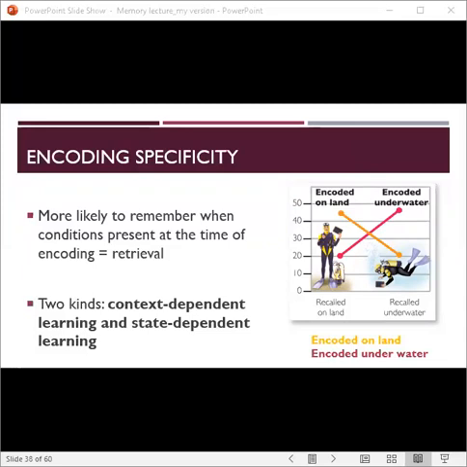State-dependent learning is superior retrieval of memories when the organism is in the same physiological or psychological state as it was during encoding. So I'm certainly not advocating that you try this, but an example is that if you learn to do a task while intoxicated, you might be better at performing that task while intoxicated than while sober, because it's mimicking the original state. But again, please don't try this at home.